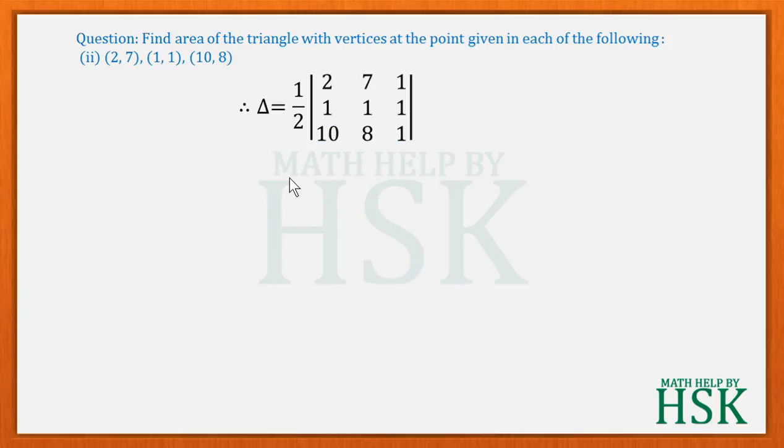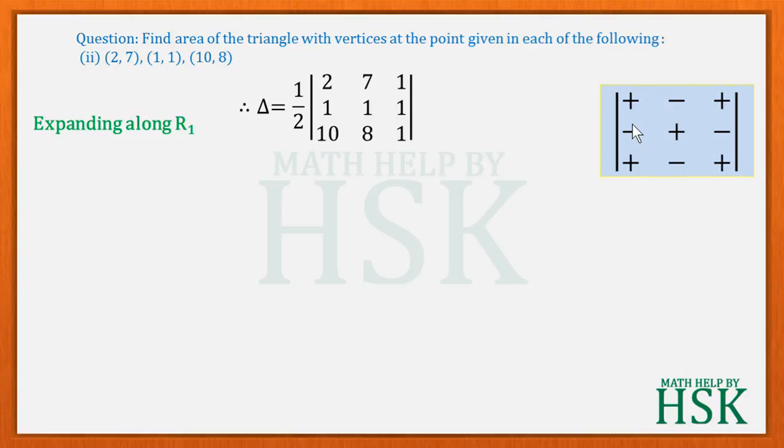Now to solve this, we will have to expand this determinant, and since the terms are quite simple, we can expand about any row or column. There is no such value which could make solving the determinant very easy. So I'm going to expand the determinant along R1, that is row 1, and the signs would be taken in the order plus, minus, plus in the expansion.